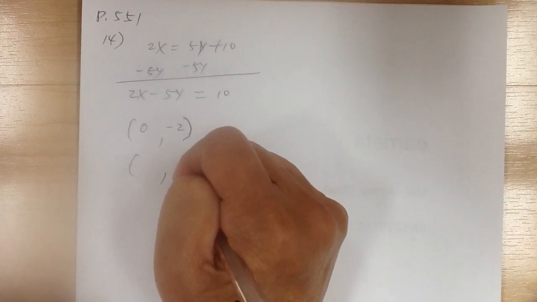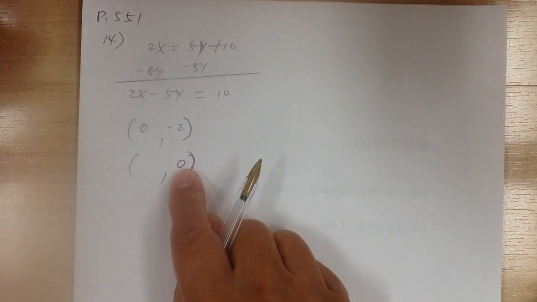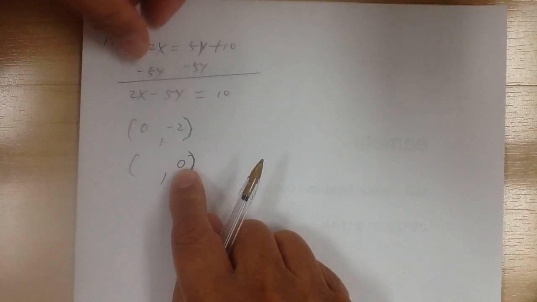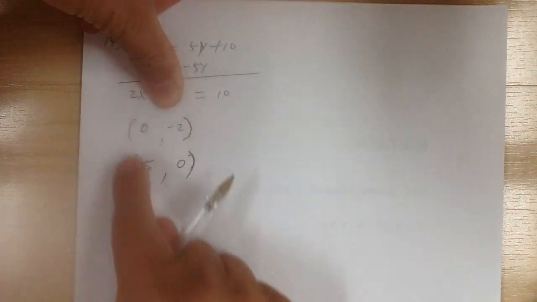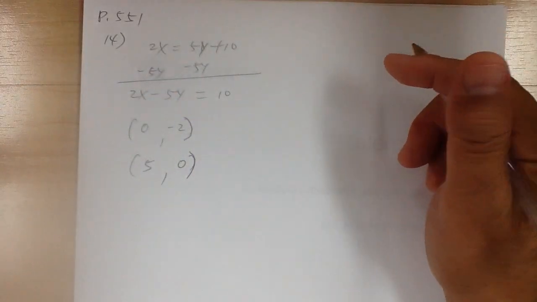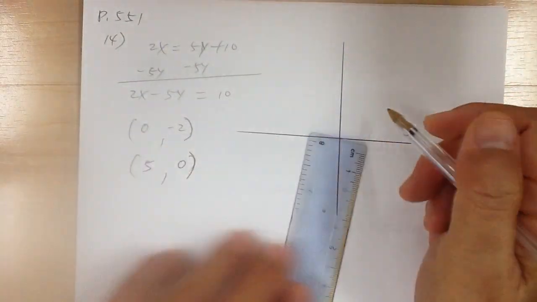Okay, so next you let y equal to 0. And the reason you choose 0 is because that's the easiest number to deal with. So with y equal to 0, this is gone. So x would be 5, right? Again, 2 times 5 gives you 10. Okay. And again, when you're doing your graphing, those are your intercept points.